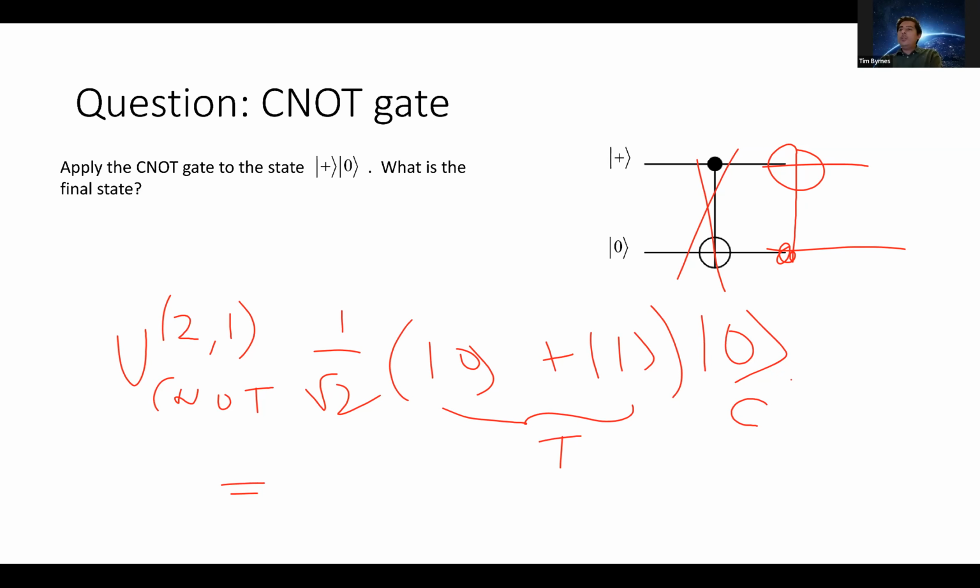Now, because the control qubit is 0, the C naught says if the control qubit is 0, then do nothing. So in this case, nothing will happen to the state. It will remain in this state because the second qubit, the control qubit, is 0, and the target qubit is the first one, which is unchanged. So it's quite a different gate if you swap the ordering of it.